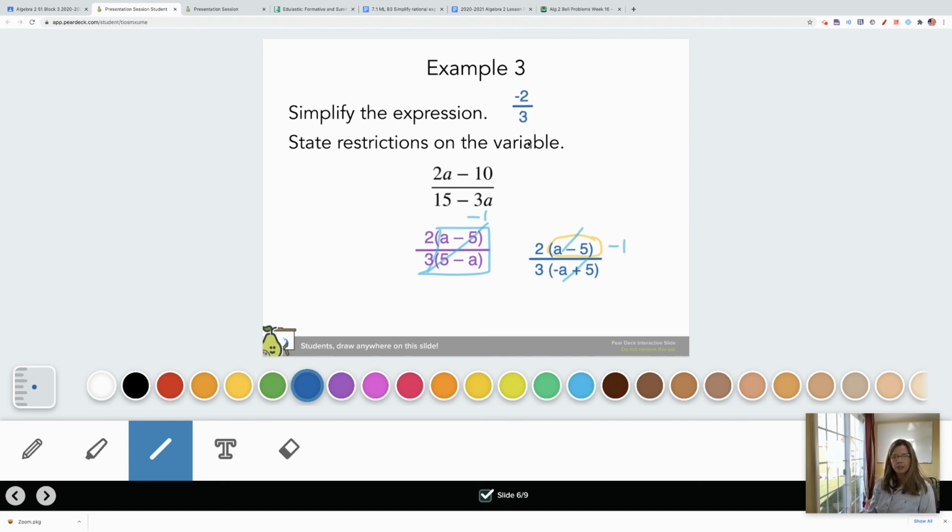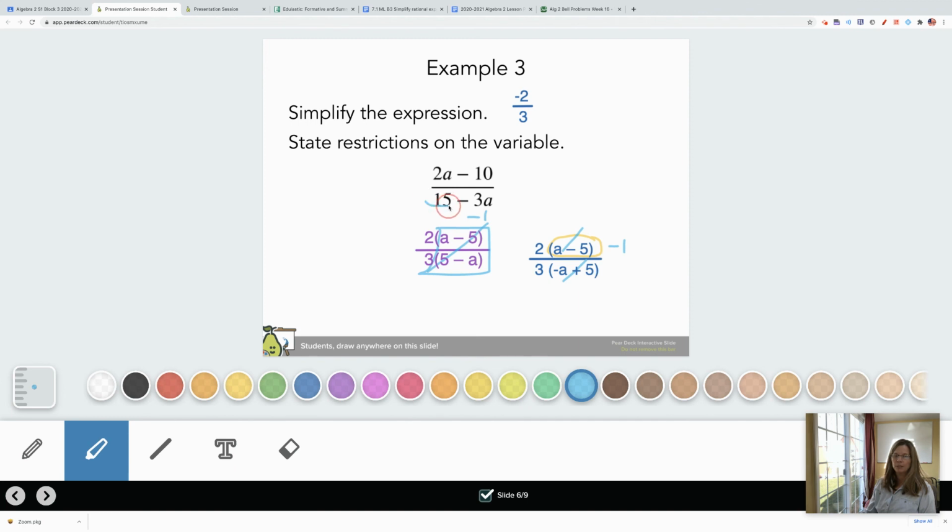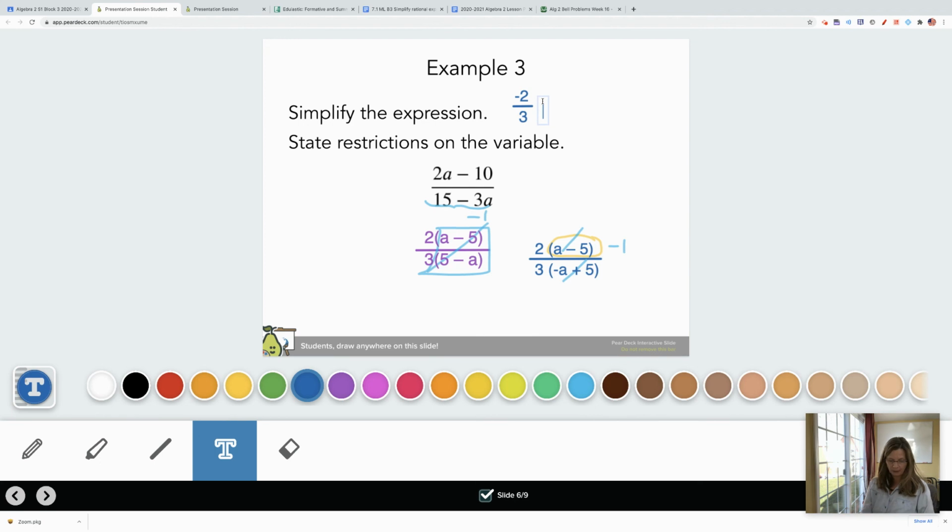Now, as far as restrictions on the variable, what can a not equal? So this is when we're really looking at the denominator. We know this denominator can never equal 0, right? So therefore, a cannot equal what? A cannot equal 5. Do you see where I got that from? I use mental math. And I said that 15 minus 15 would equal 0. So if a were 5, this would equal negative 15. That's how I know that a cannot equal 5. Another way to do it is to look at your factored form. 5 minus what number would equal 0? So those are your restrictions, and that's a little introduction to simplifying rational expressions.